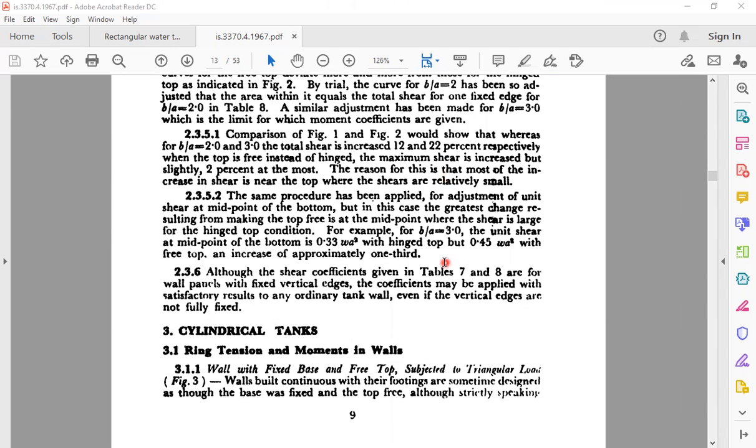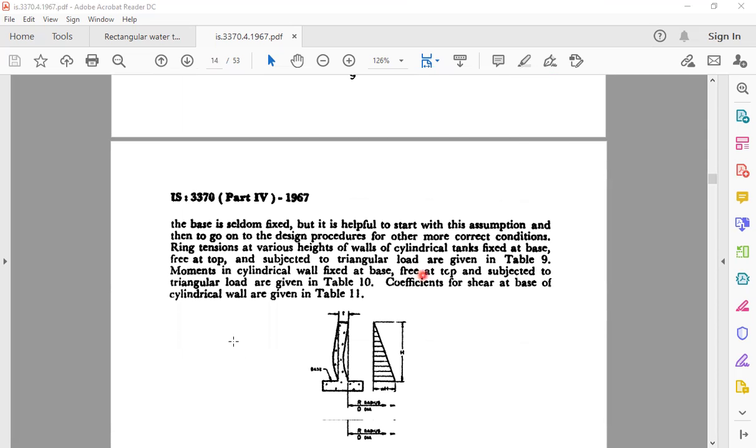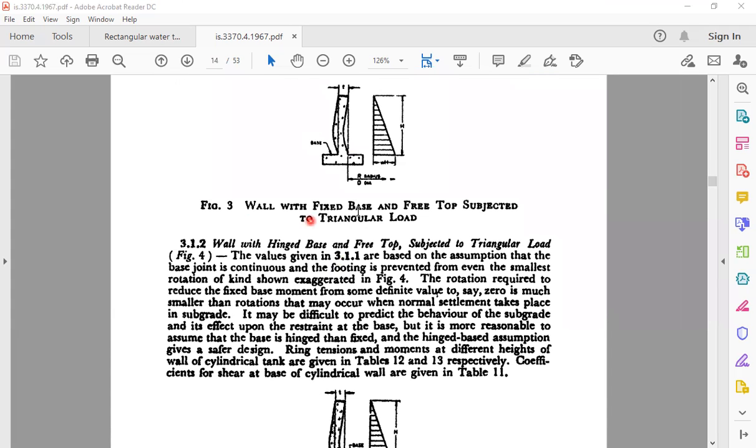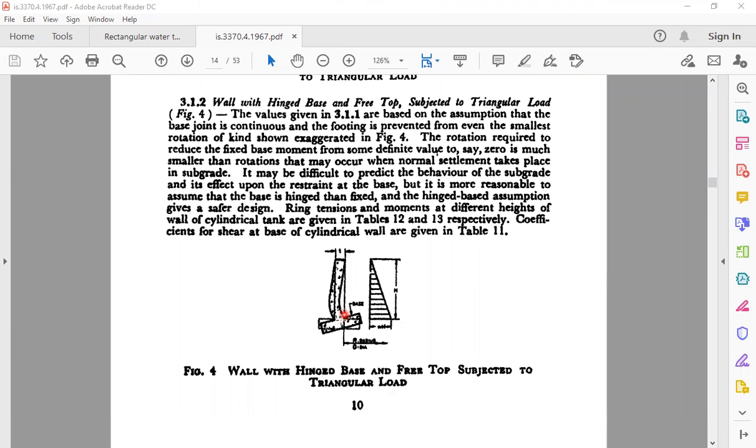After this, as I said, tables 7 and 8 are for the shear values, shear coefficients, and after that we have the coefficient tables for moments and shear forces for cylindrical tanks, that is, circular tanks. Here we have the deflected shape of the tank, under the hydrostatic water pressure. For a wall with fixed base, it is fixed here, and free top subjected to the triangular load. This is the triangular load, the top is a free edge, and it is fixed at the bottom. And here is a wall with hinged base, hinged here, and free at the top subjected to the triangular load.